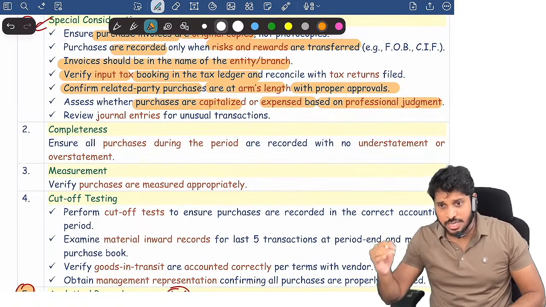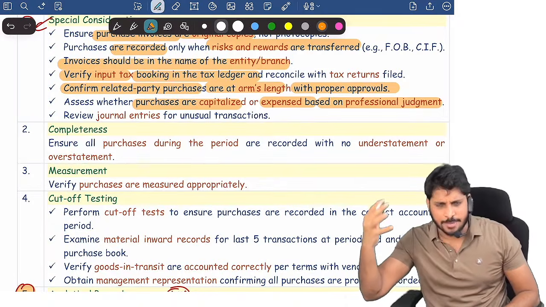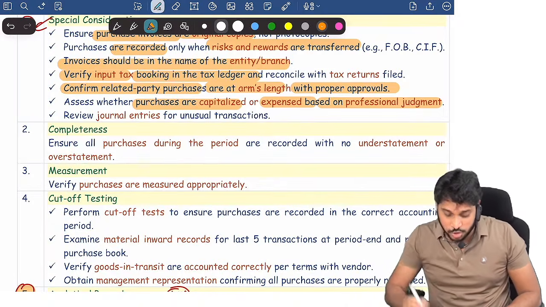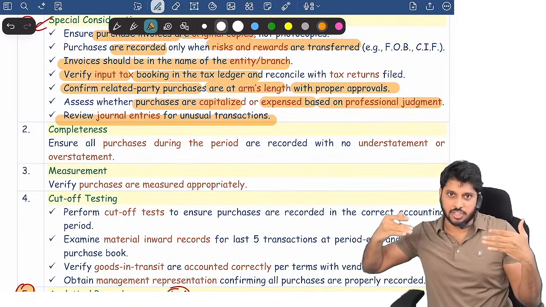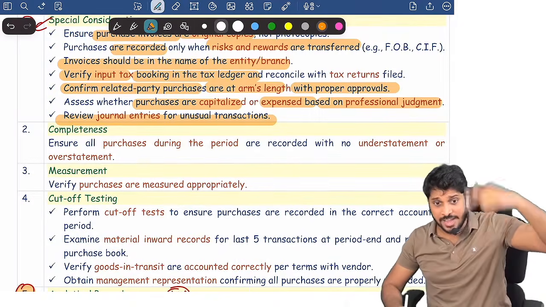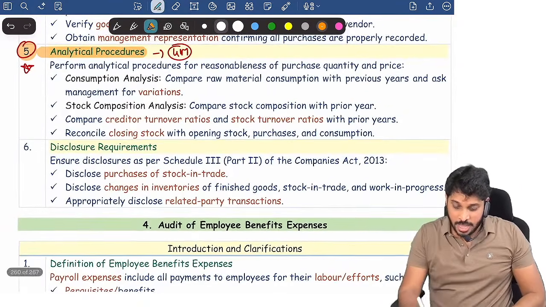Suppose we are purchasing machinery, we should capitalize. If it's a revenue expenditure, we should charge it to P&L. And journal entries, check journal entries. Is there any unusual purchase amount? So identify exceptional purchase transactions. That's it. Then we need to check analytical.